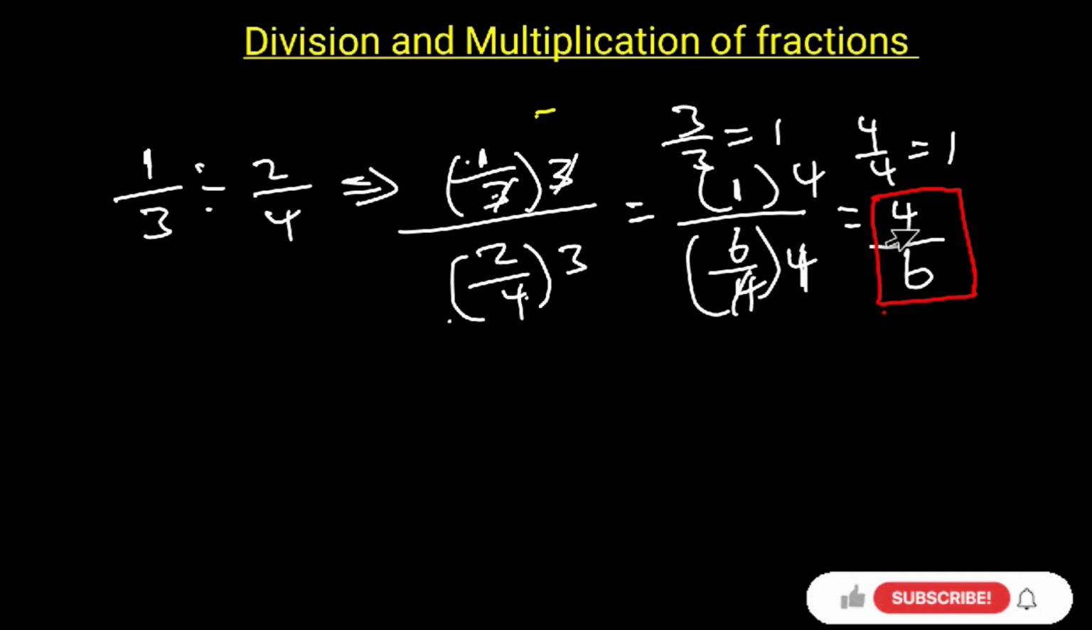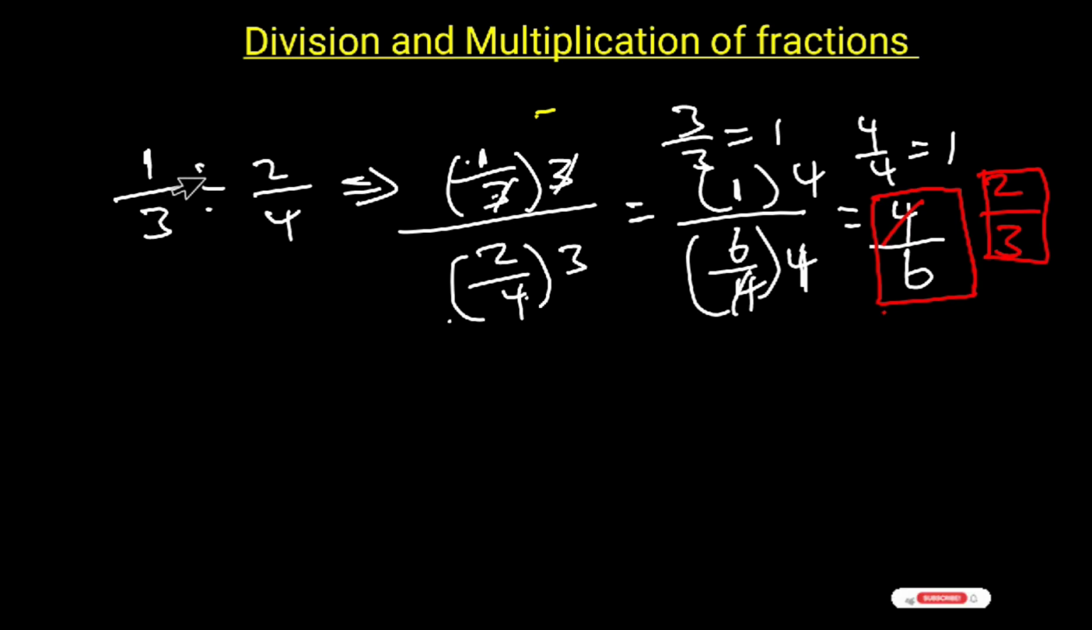But we can still reduce it to its lowest term. 4 divided by 2 is equal to 2, then 6 divided by 2 is 3. So this 3 over 2 is the answer in its simplest form. But let me come back to this question again.